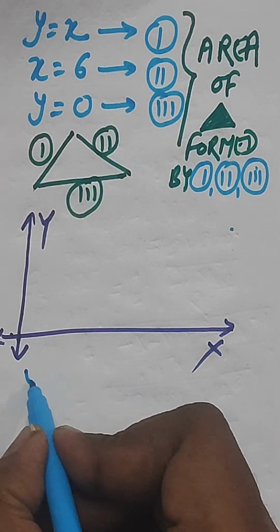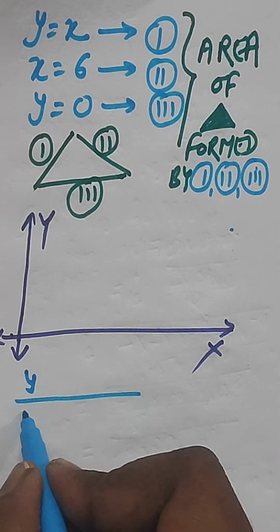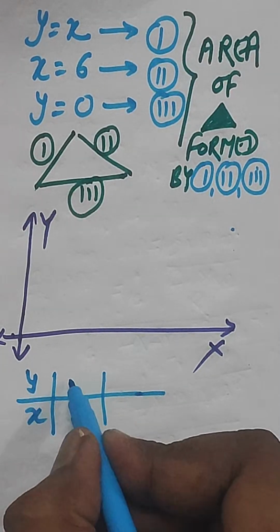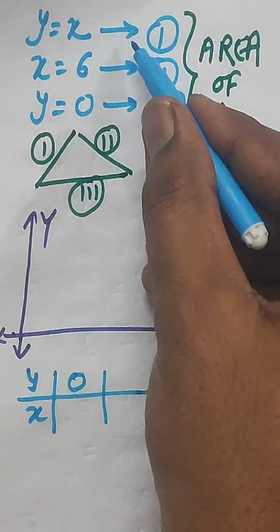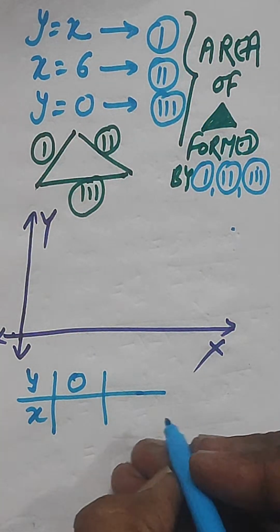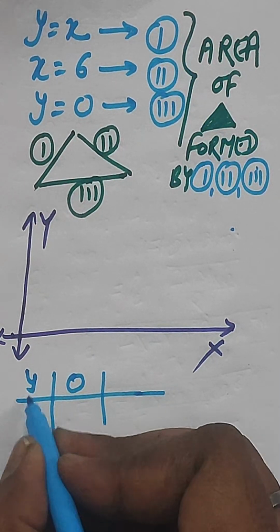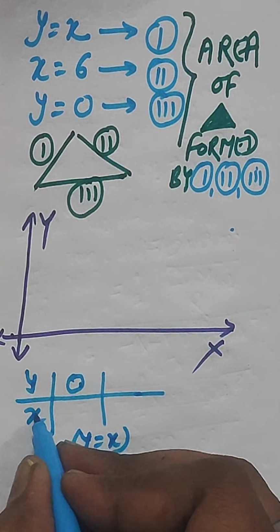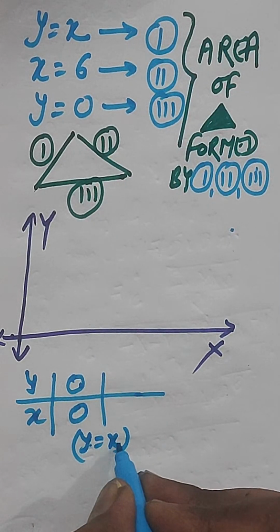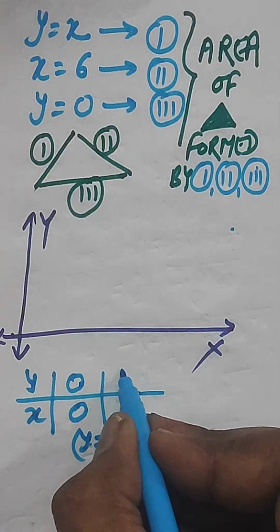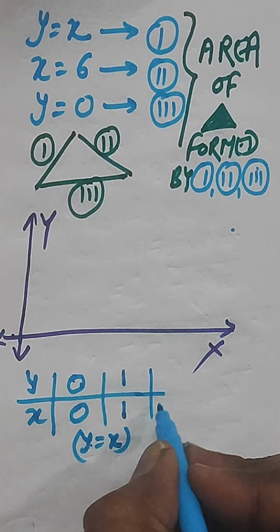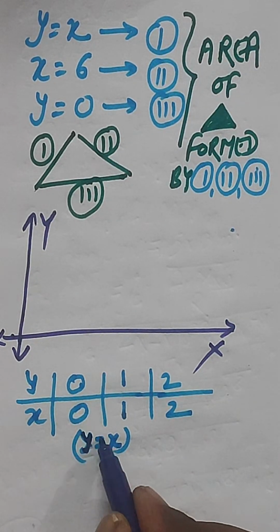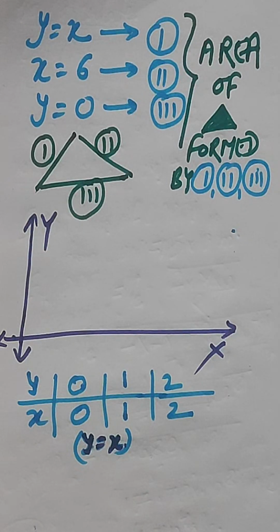For equation number 1, y equal to x. So what are the different values? Let us take at least two values. When y equal to 0, y equal to x gives, this will be the plot for y equal to x. When y equal to 0, x will also be equal to 0 because y is equal to x. And when y is equal to 1, x equal to 1. When y equal to 2, x equal to 2. So this will satisfy this equation, y equal to x, right?